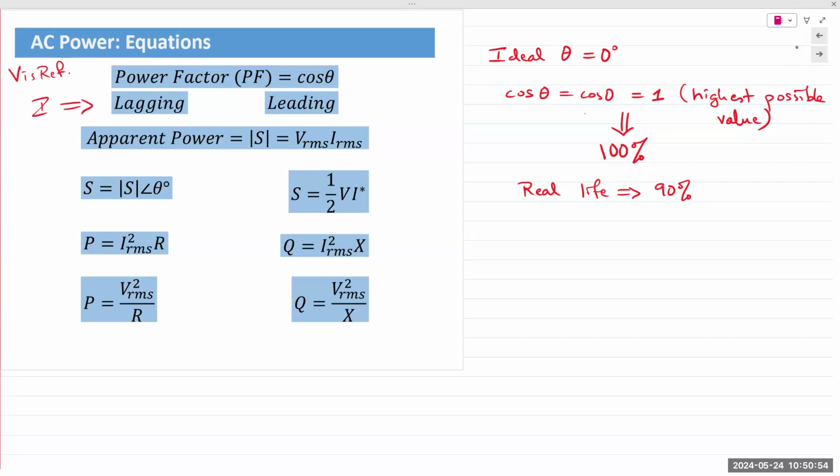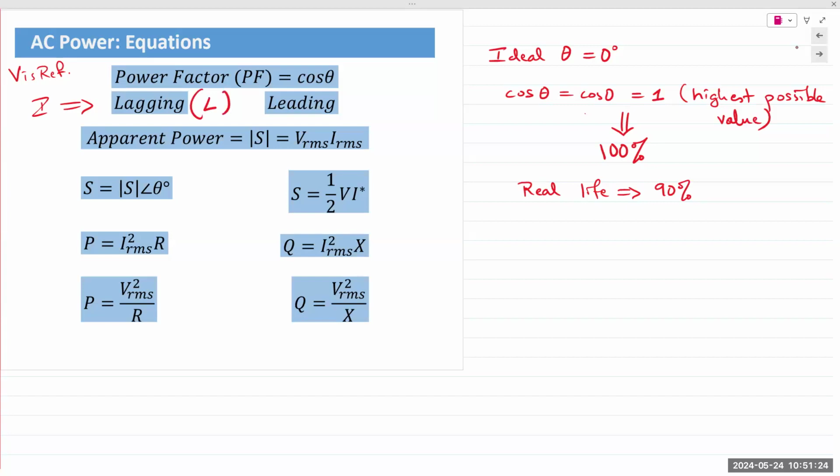And this is relatively straightforward to remember. For an inductor, the voltage is ahead of the current by 90 degrees. ELI the ICE man, remember? So if voltage is my reference point, I have to state the current lags in the inductor. So if we state power factor is lagging, then it refers to an inductive load.